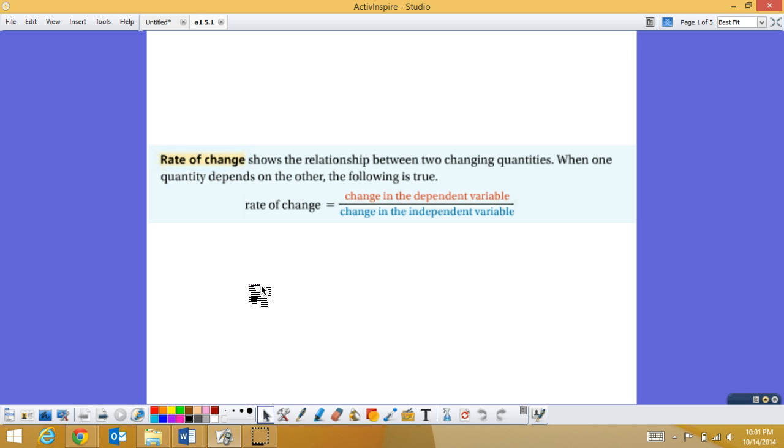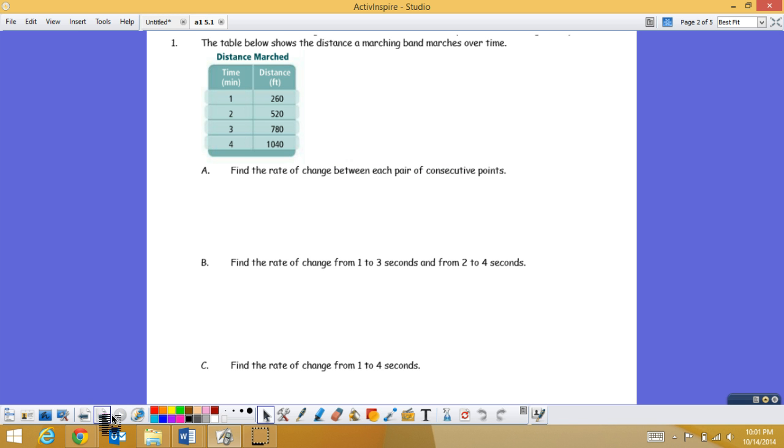And here's a definition from our textbook on rate of change. Rate of change shows the relationship between two changing quantities when one quantity depends on the other. So then the rate of change is the change in the dependent variable over the change in the independent variable. So we're going to look at an example where there's a dependent and an independent variable.